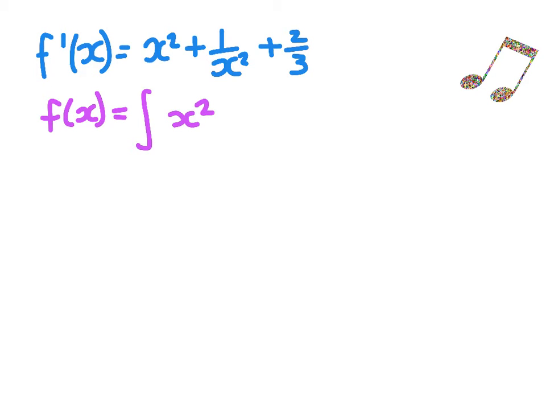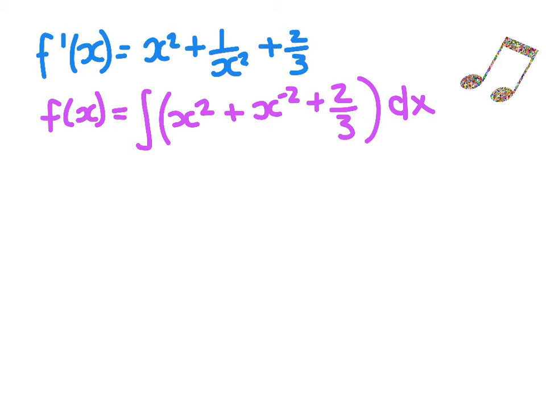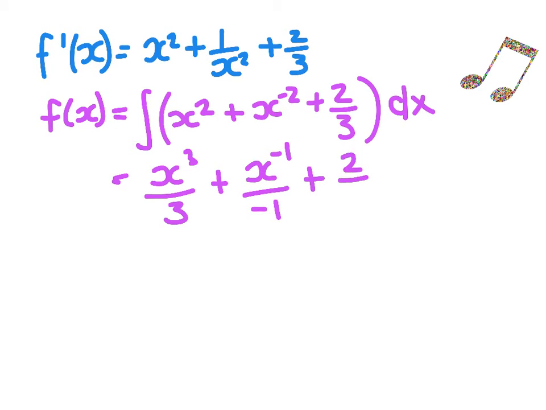So x squared plus, that will be x to the negative 2, plus 2/3. Now I'm going to integrate all of these separately. I'm just not going to draw all the integral signs. So x squared integrates to x cubed over 3. x to the negative 2 is x to the negative 1 over negative 1. 2/3 is 2/3 of x, and plus c.